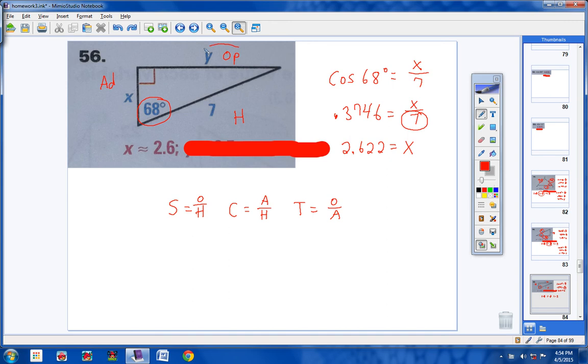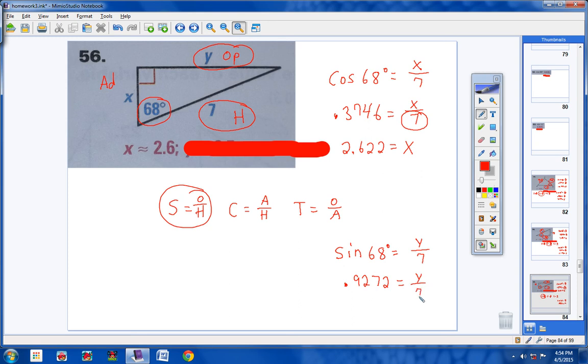Y is my opposite side. 7 is my hypotenuse. So which function has opposite and hypotenuse? Sine does. So I have the sine of 68 degrees equals opposite over hypotenuse. Well, sine of 68 is 0.9272 if you round correctly.